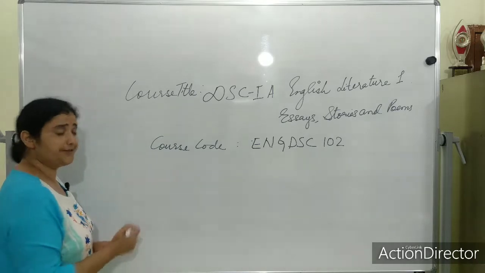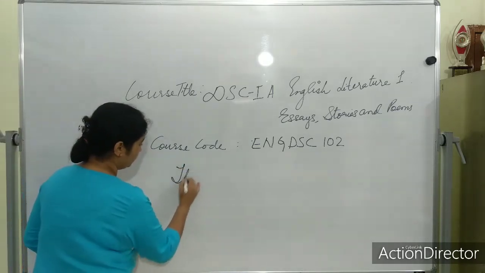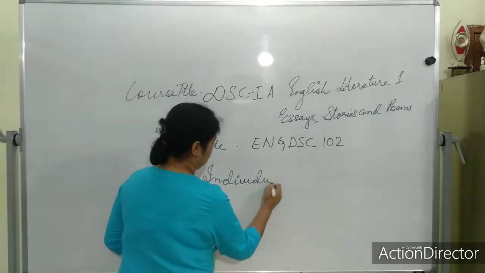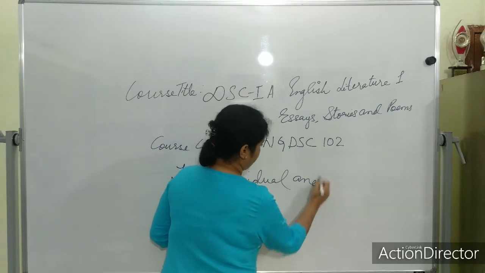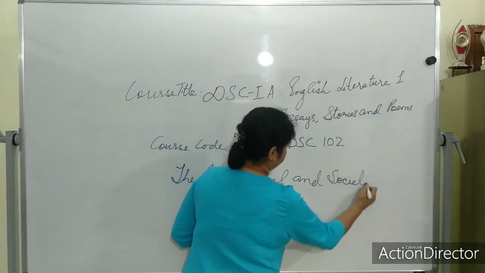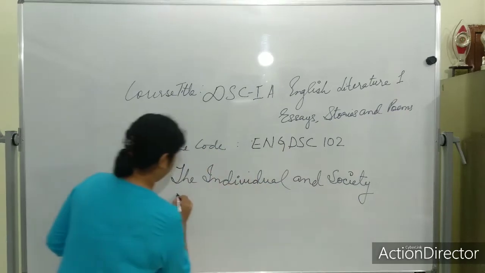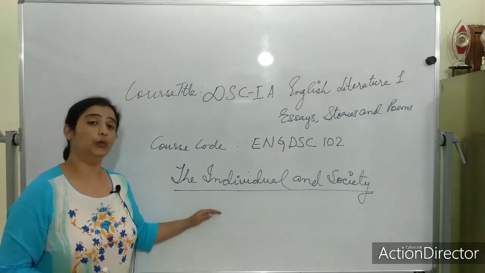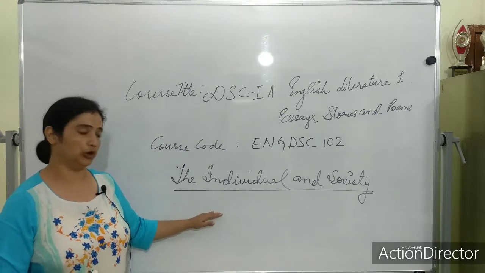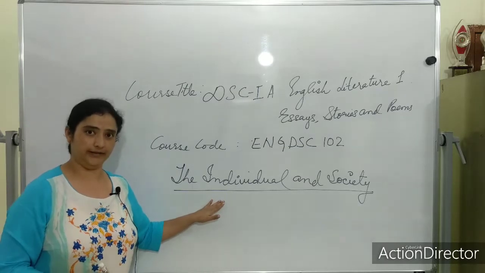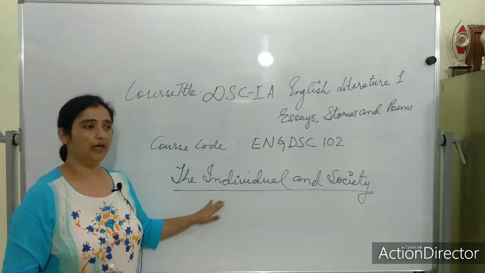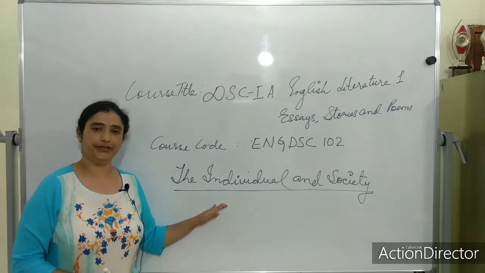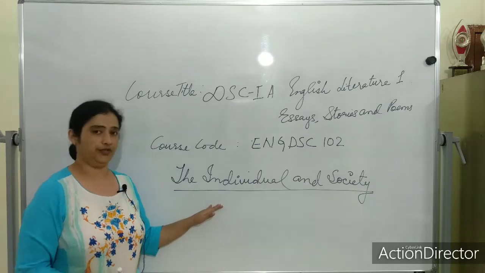Now, moving ahead, the name of the book is The Individual and Society. I am underlining the book. Always remember, a work which is in the form of a book is always underlined. Say for example, who has written Gitanjali? The great writer Rabindranath Tagore has written Gitanjali, right?